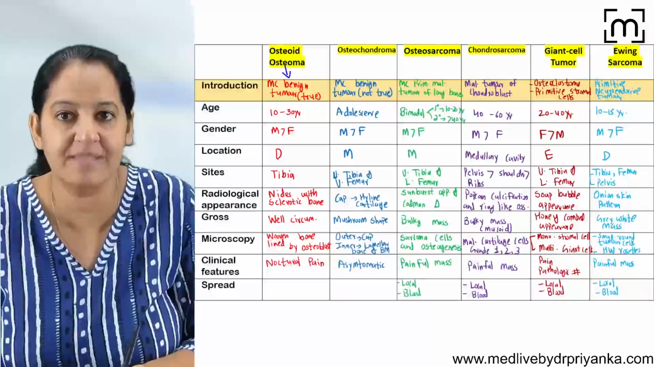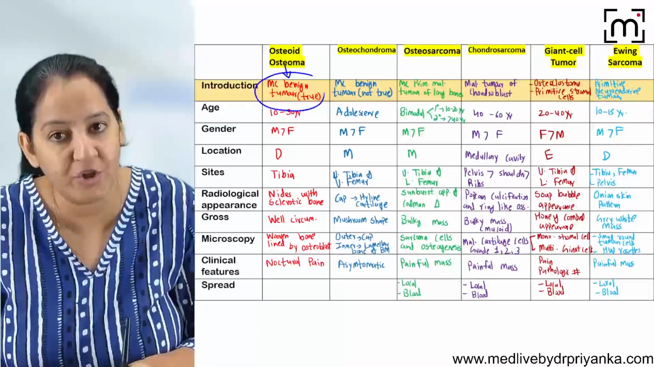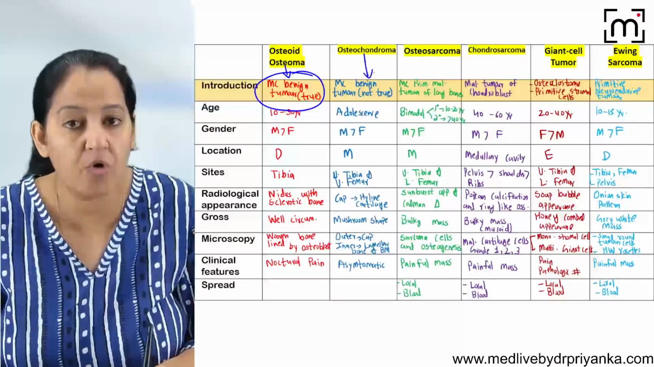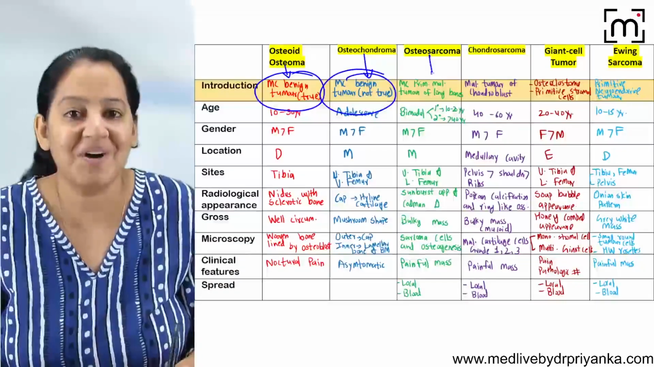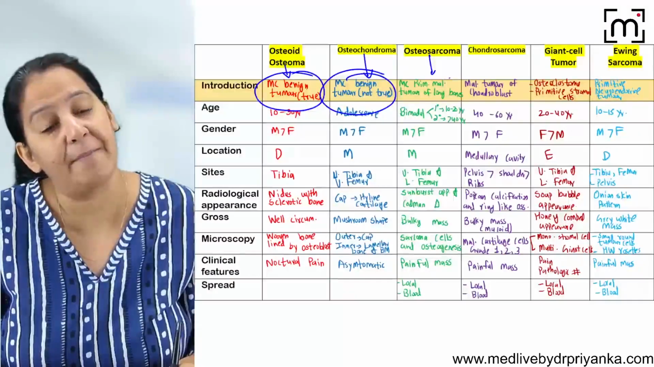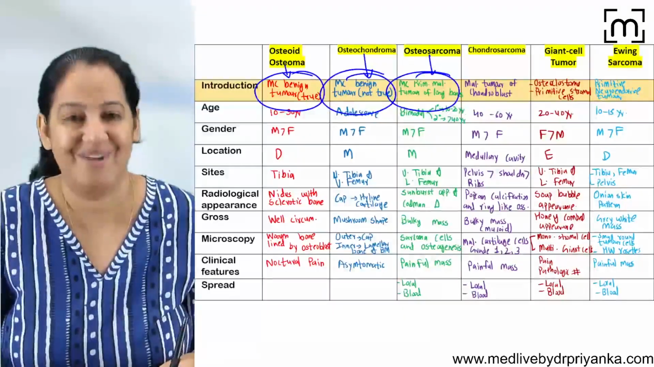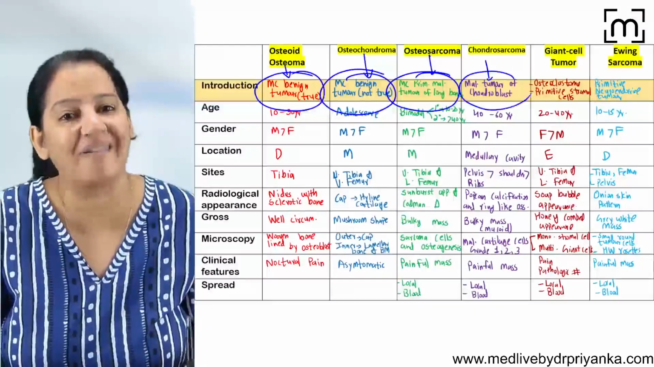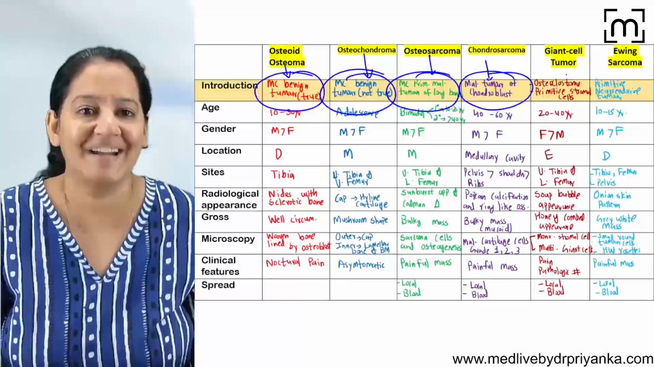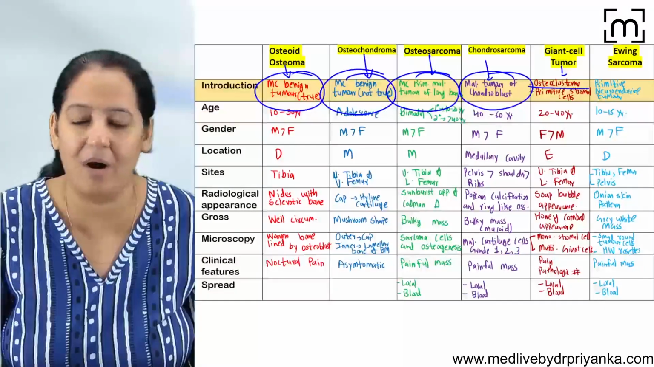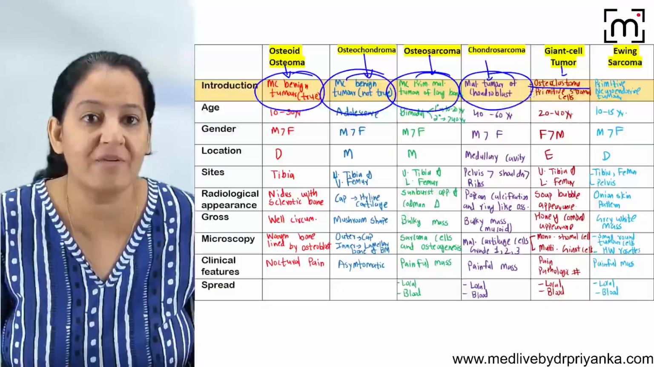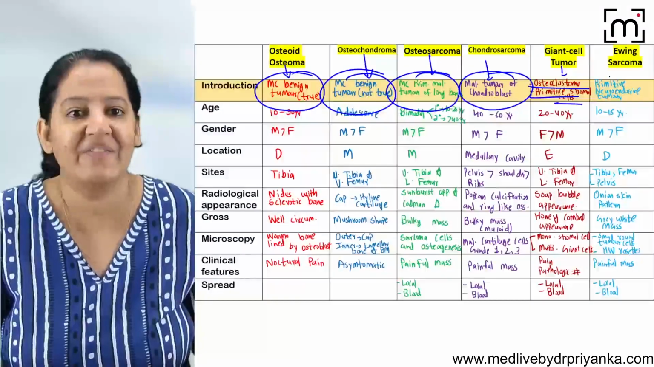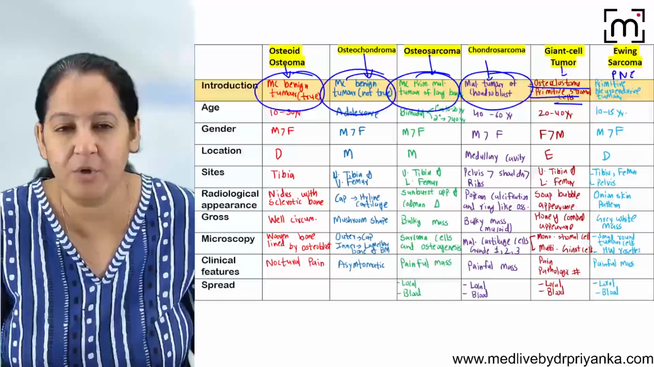Osteoid osteoma is the most common true benign tumor. Osteochondroma is the most common benign tumor but not true. Osteosarcoma is the most common primary malignant bone tumor. Chondrosarcoma is the most common cartilaginous bone tumor. Giant cell tumor is known as osteoclastoma, and it is a tumor arising from primitive stromal cells. And Ewing sarcoma is PNET, that is primitive neuroectodermal tumor.